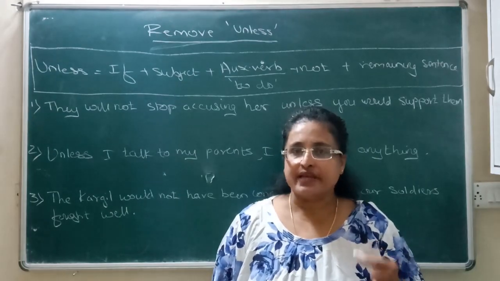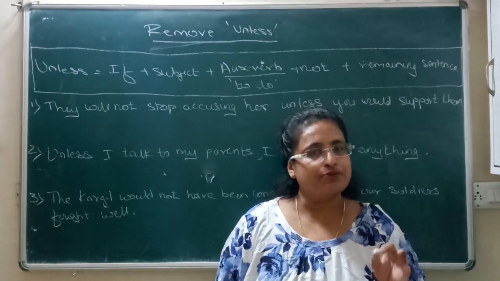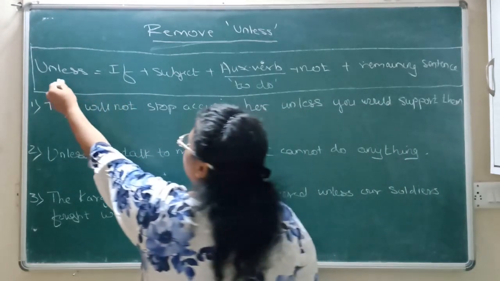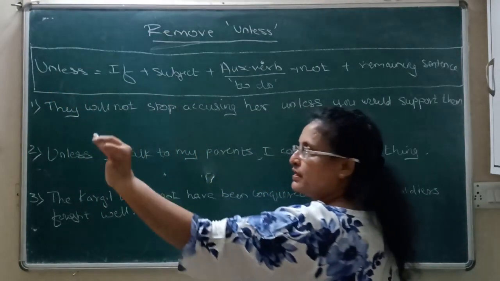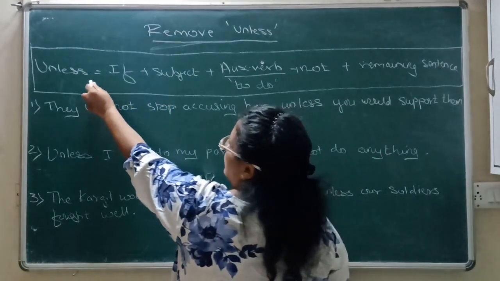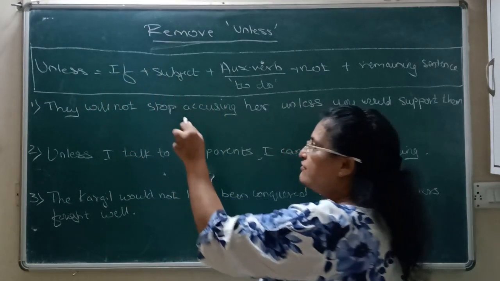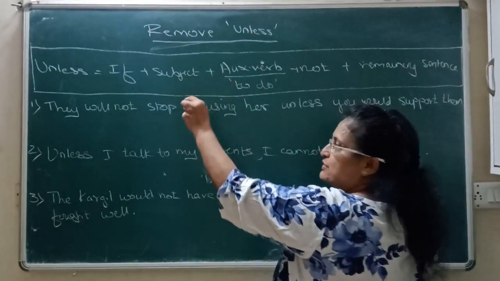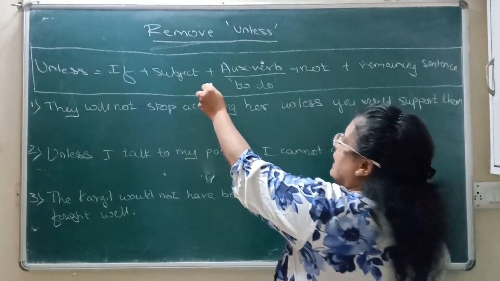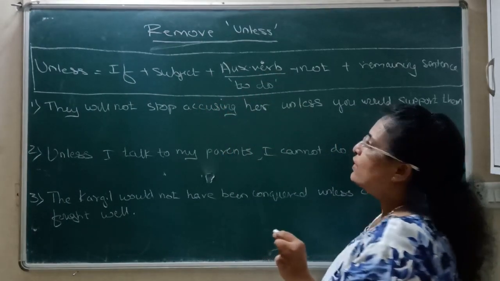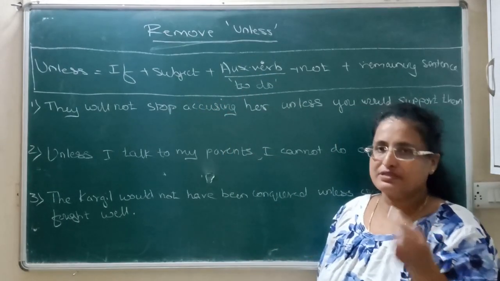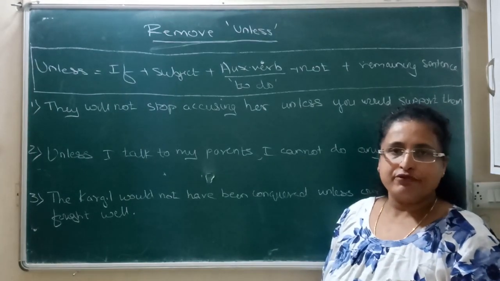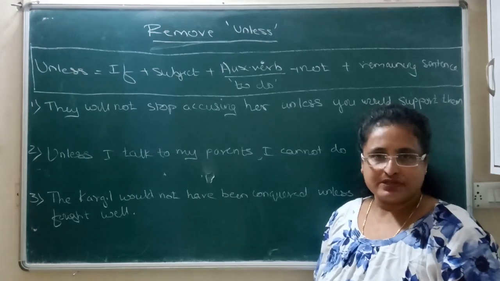Now whenever you are using if, there are certain conditions for how you should use it. See, this is a rule. Wherever unless is there, when you are removing unless, replace that unless with if. Now if should always be followed by the subject, whatever the subject of the given sentence is, and it must always be followed by an auxiliary verb. As I told you, auxiliary verbs are all the forms of to do, to have, and all the modal auxiliary verbs.